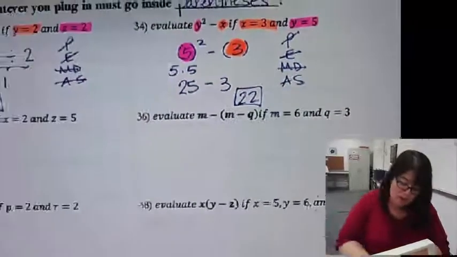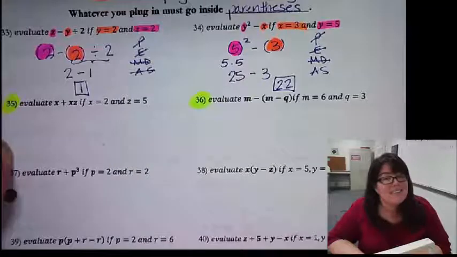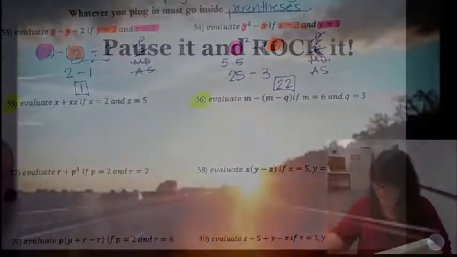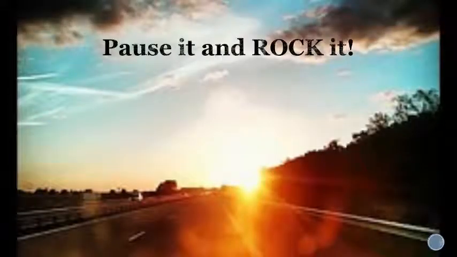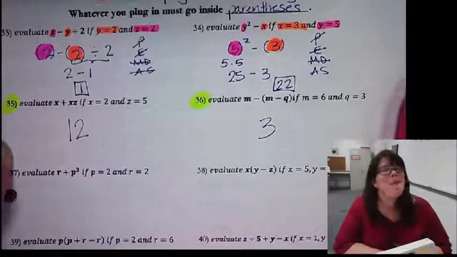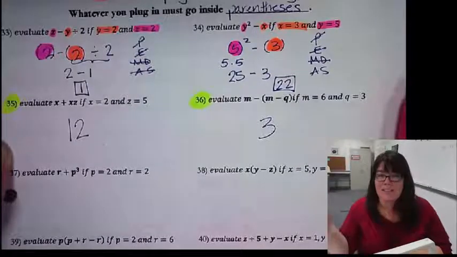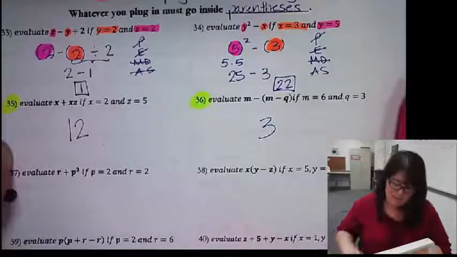Why don't you pause the video? You try 35 and 36. Come on back when you think you've got the right answer. So how'd you do? Did you get 12 and 3? I hope so. If you have any questions, bring them to class. Let's keep moving along because these can get a little bit more complicated.